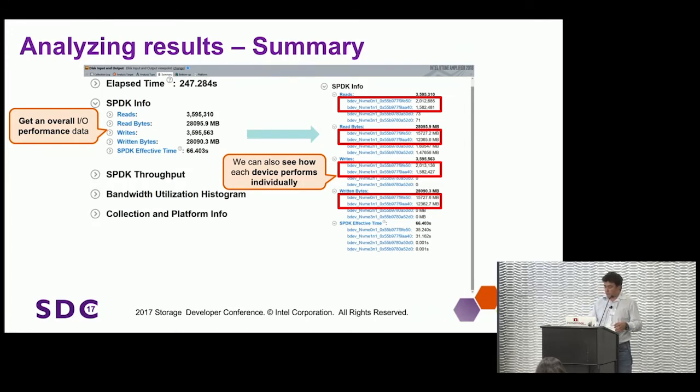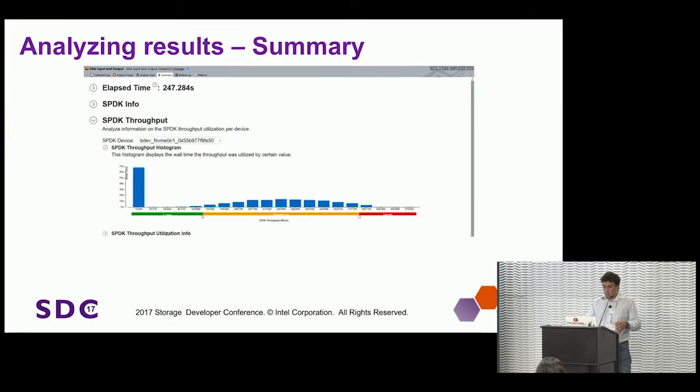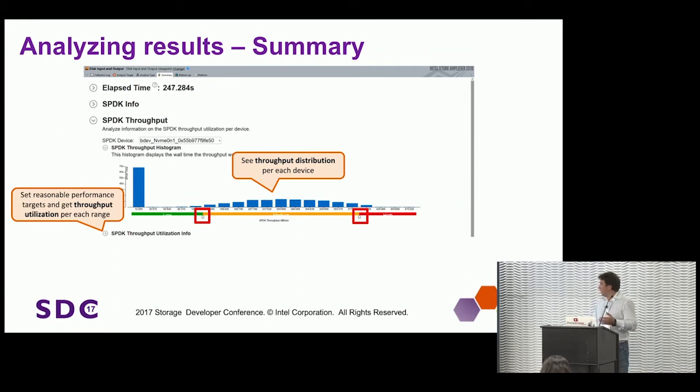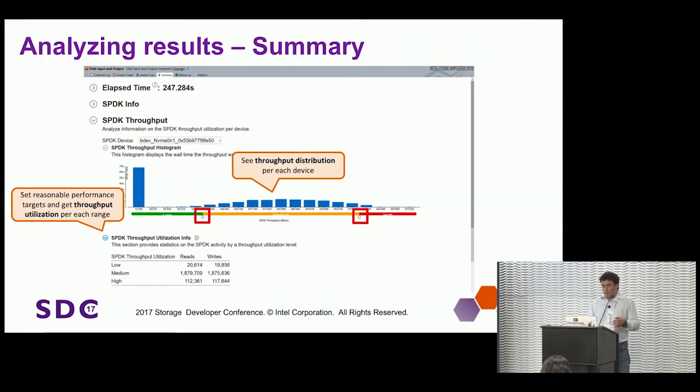Now let's take a look at the SPDK throughput section. That section represents performance data as a throughput utilization histogram. That histogram introduces thresholds to categorize throughput as low, medium, and high, so you can set up reasonable performance targets and see SPDK activity by throughput utilization level. Now we can switch to the bottom-up view and see where application performance is limited.